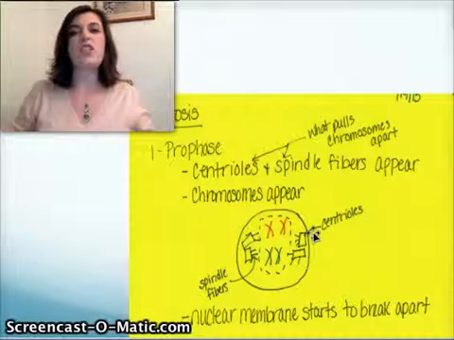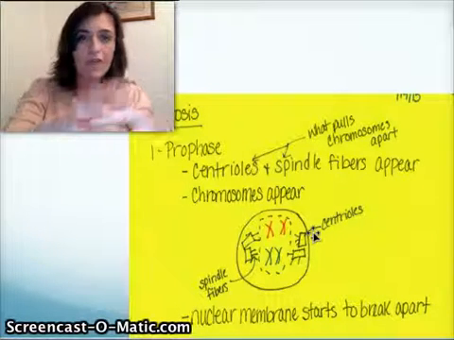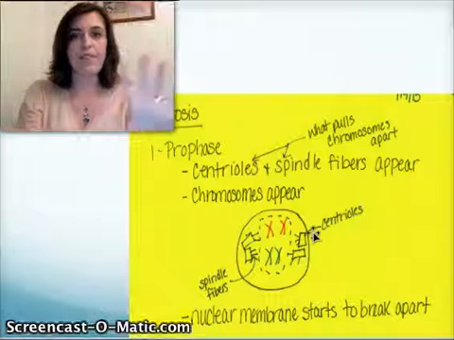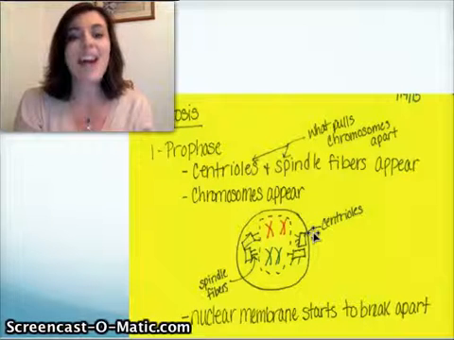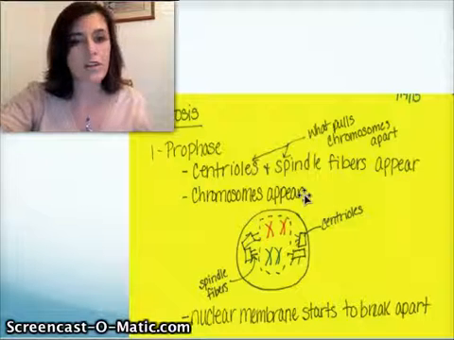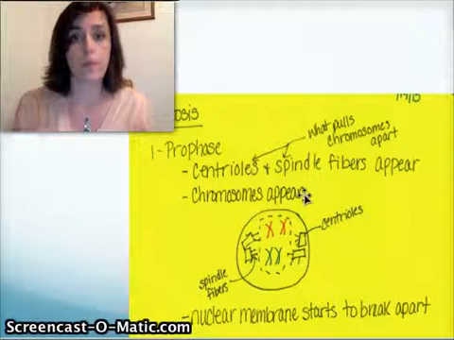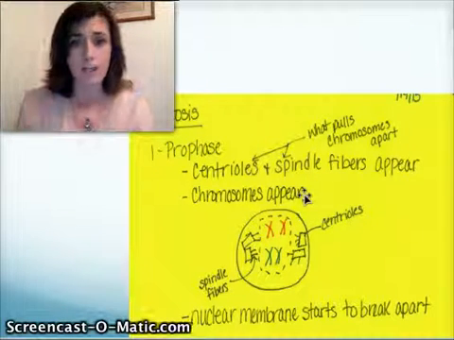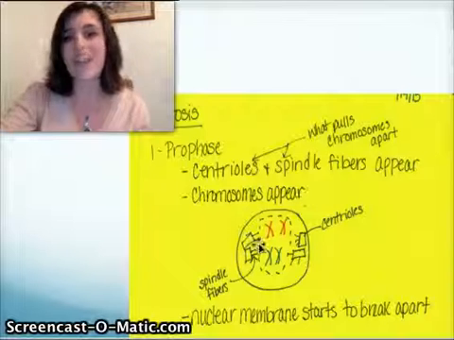Those spindle fibers are going to grab on to those chromosomes and move them around to where they need to be in the cell. Yes, that is the goal here. So this is where you start to see those centrioles and those spindle fibers first start to appear. Those chromosomes are starting to appear. So this is what our sketch looked like.